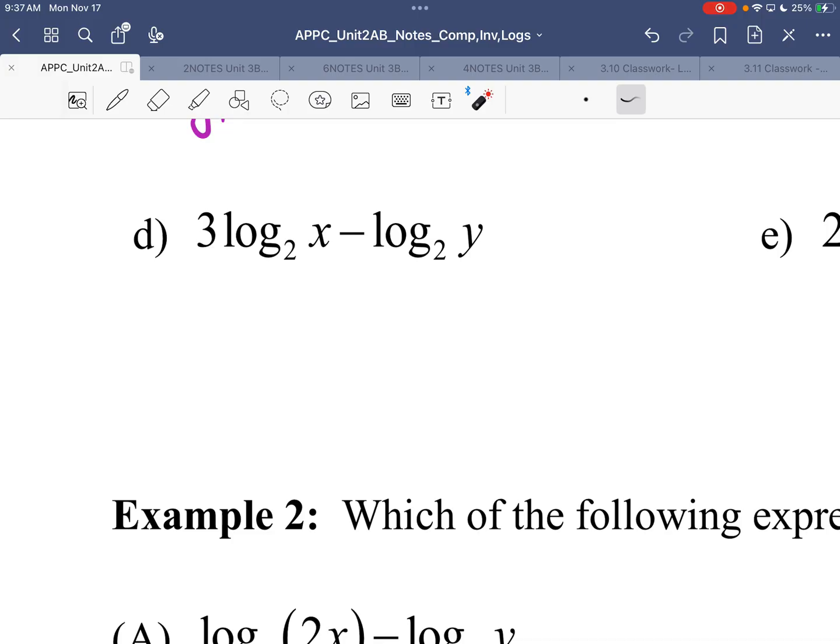What are you going to do with the 3? Because we can't condense logs if there's a number in the front of it. You have to do something with the 3 before you can condense the 2 logs. And what do you think you have to do, Ola? What do you have to do? Make the 3 the exponent for x.